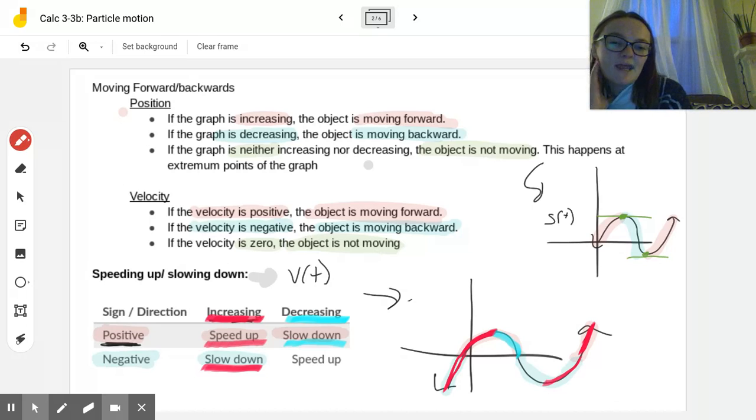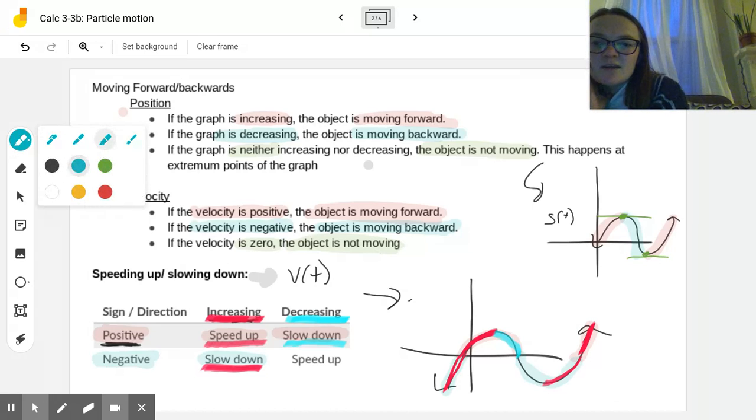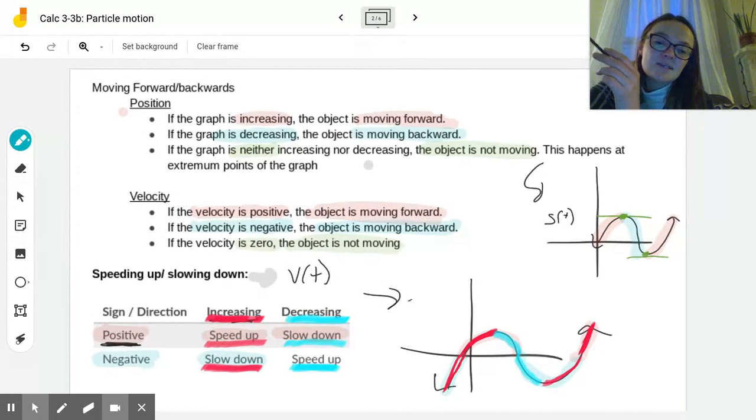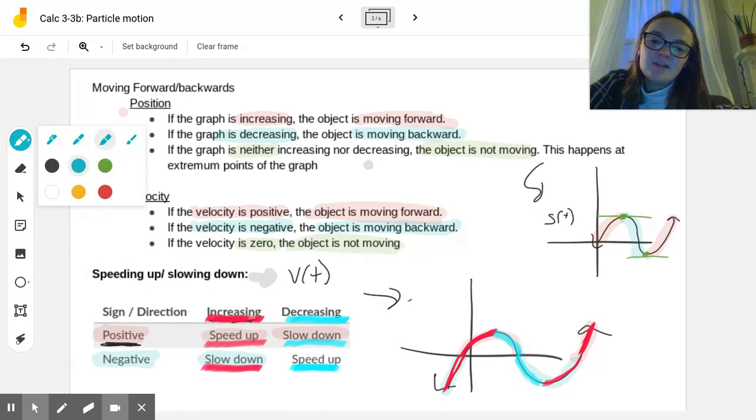Last one, if I'm negative and decreasing, that means that not only do I have a negative velocity, my velocity is getting more and more negative as I go. It's getting bigger and bigger, farther and farther away from zero. So if I am negative and I am decreasing, with a negative slope on my velocity graph, then you can say that I am actually speeding up.